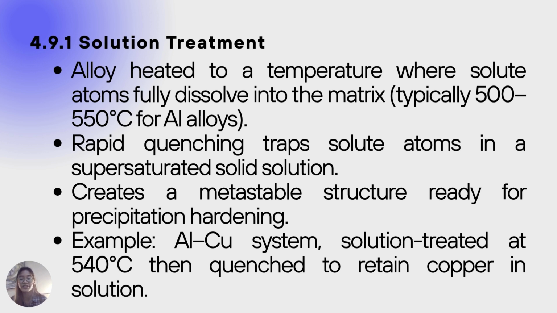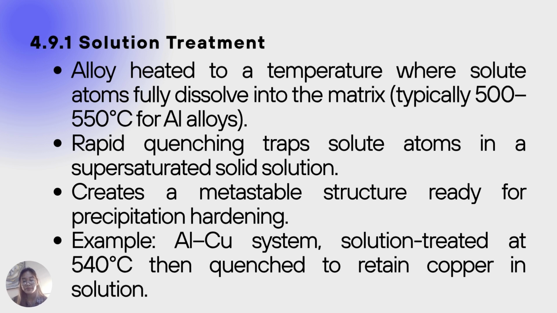Moving on to the quenching stage. After heating, the alloy is rapidly quenched, usually in water. This traps the solute atoms in place before they can precipitate out. As a result, we form a supersaturated solid solution, which is metastable, meaning it's not in equilibrium but temporarily stable. This metastable structure is important because it's the starting point for precipitation hardening, or age hardening. Later, when the alloy is aged, tiny precipitates form, strengthening the metal.